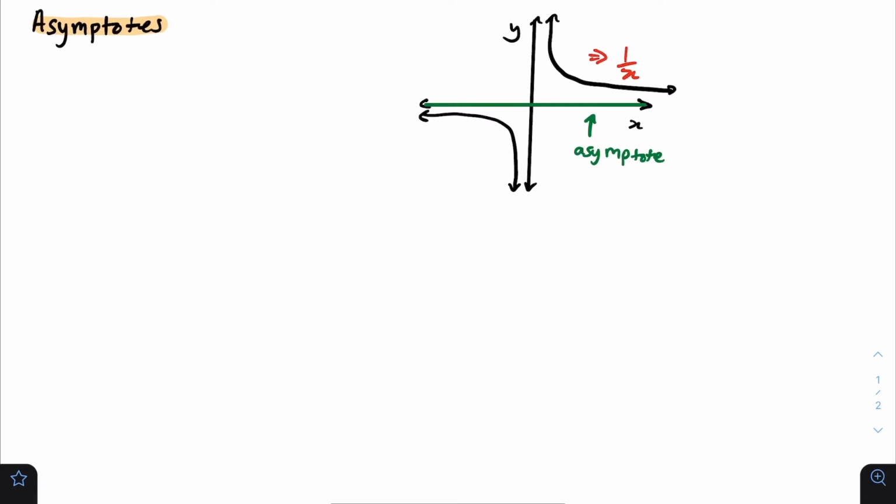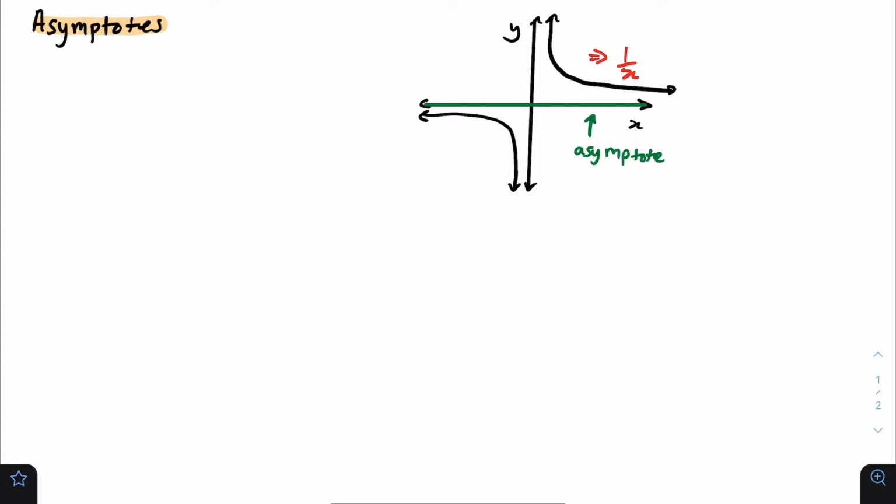Hi guys, so in this video we're going to be looking at asymptotes, which feature on both the CIE and AdMath courses. Asymptotes are something to do with functions, and basically what they represent is a line on the graph which the function approaches but doesn't actually touch.